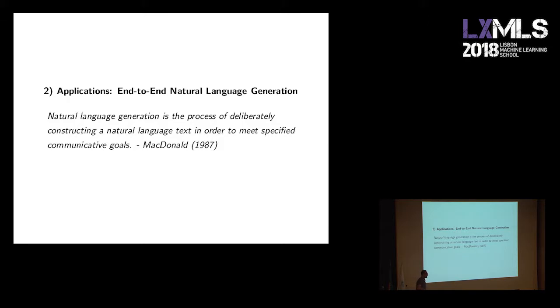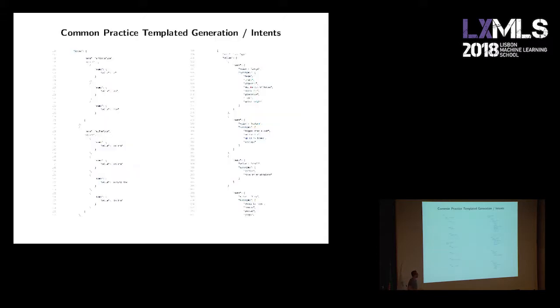So that's a lot about translation, but the talk today is about generation. So what is this problem of generation? Well, natural language generation is the process of deliberately constructing a natural language text in order to meet specified communicative goals. It's a core area in natural language processing, but one that's traditionally not been done with much machine learning. It's the process of coming up with good systems that can produce fluent, accurate, and understandable text based on your input needs. Now, historically, a lot of systems for NLG look like the following.